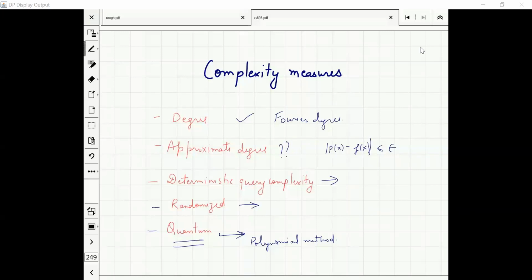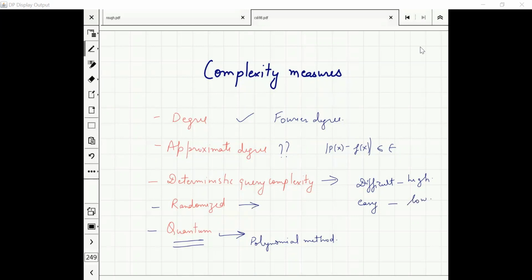Degree comes from algebraic domain. This deterministic query complexity is very much a computational thing. And in defining all of this, the intuition was, if there is a hard function, then the complexity measure should be high. If the function is easy, then the complexity measure should be low. If the function is difficult or complicated, complexity measure is high. If it is easy to compute, to represent, whatever, then the complexity measure should be low.